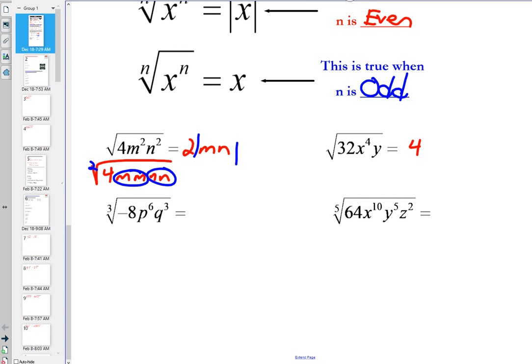How many x's come out? How many y's come out? None. So on the inside, this stays a 2 and a y. But wait, there's more.